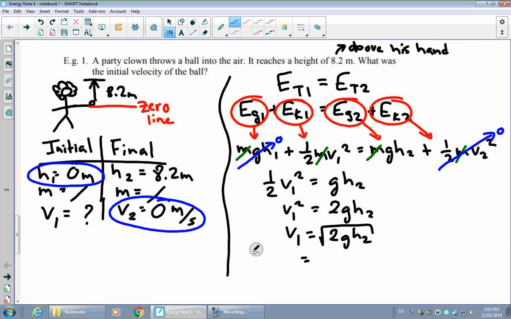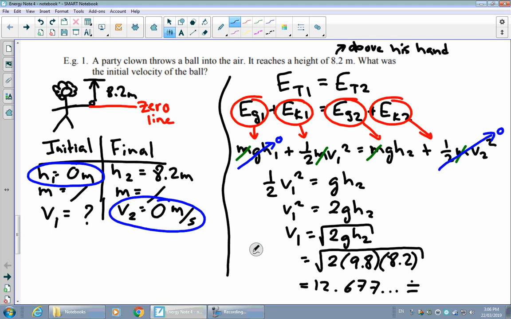So I can plug in the things that I know. It's just going to be 2 times 9.8 times 8.2 meters. And I just need to make sure I square root that to find my final answer. So when we do all of that, we should get about 12.677 and so on, or approximately, if we're just rounding to 2 sig digs, approximately 13 meters per second.